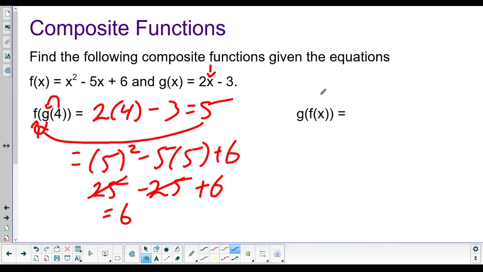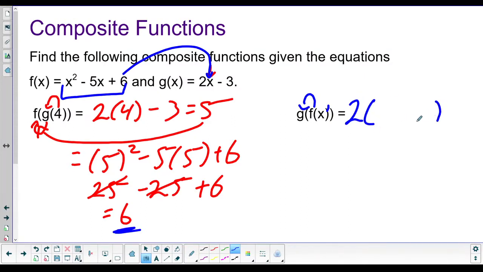Now, this one's a little bit different because the f is on the inside. That means we're going to take the whole f function and plug it into the g function's x. We don't have a variable inside here, so we need to just plug the function in, and we're not going to get a nice number like this. We're going to get an equation, and that's fine. I'm going to write out the g function, and where the x is, I'm going to put a big set of parentheses. So we have 2 parentheses, make sure you give yourself some room, minus 3. Then we take that f function and put it in the parentheses. So we have x squared minus 5x plus 6.